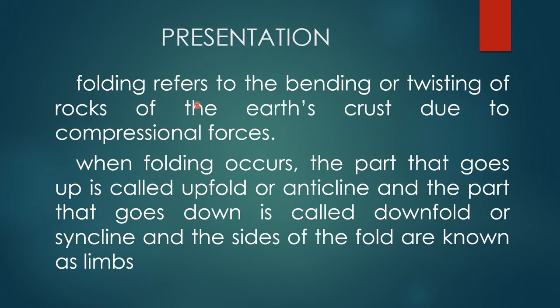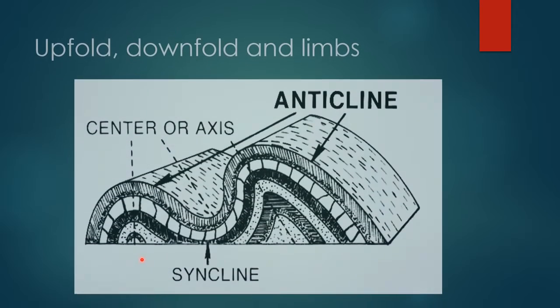Folding refers to the bending or twisting of rocks of the earth crust due to compressional forces. I repeat, bending or twisting of rocks of the earth crust due to compressional forces. When folding occurs, the part that goes up is called the upfold or anticline, and the part that goes down is known as the syncline or the downfold, and the sides of the fold are known as limbs. We can see this in our diagram.